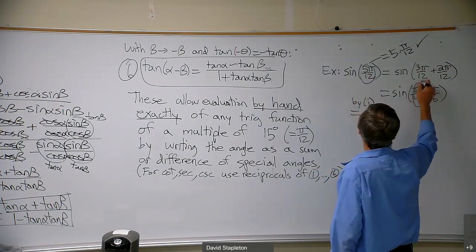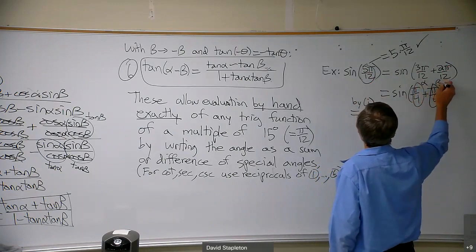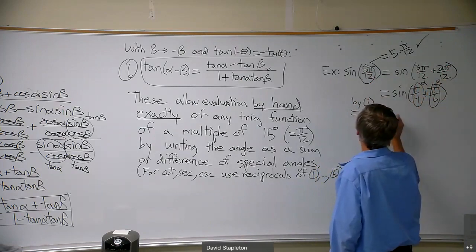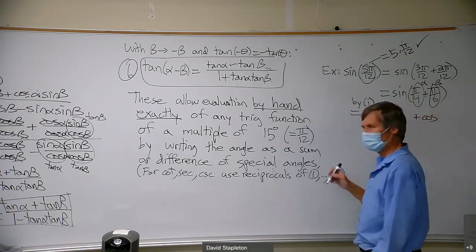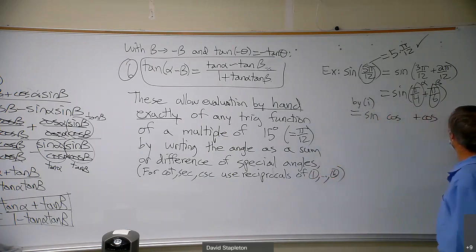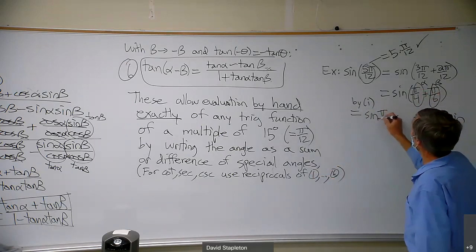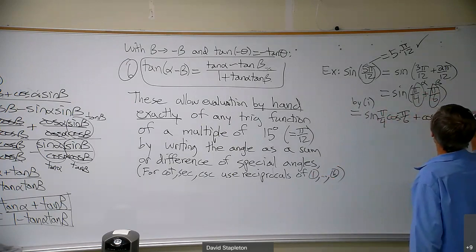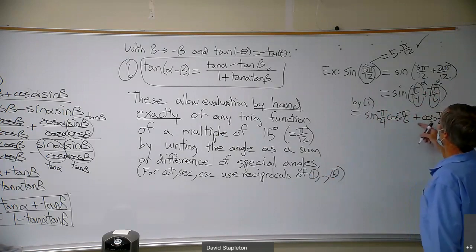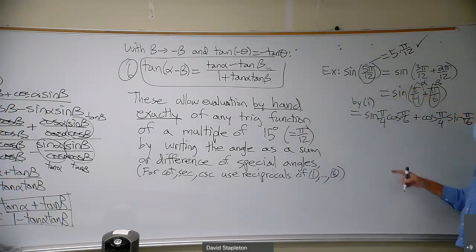Now you apply equation 1. The sine of alpha plus beta is sine cosine plus cosine sine. Remember, with the sine, plus goes with plus and minus goes with minus. Put the angles in the same order: pi over 4, pi over 6, pi over 4, pi over 6. And this is exactly equal to the sine of 5 pi over 12, but these are special angles. I can do them all.